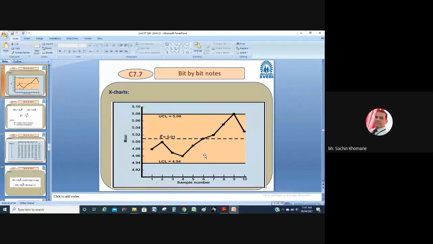Should we repeat? Should I repeat the procedure? I have gone very slowly. Put in the chat box: things are in control or out of control. We have to see another chart, the R chart. So be fast. Take participation.